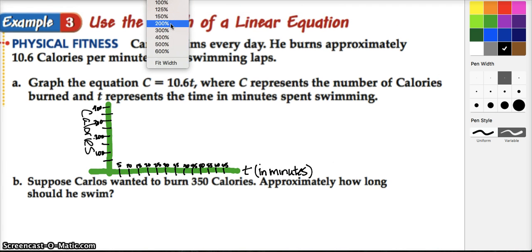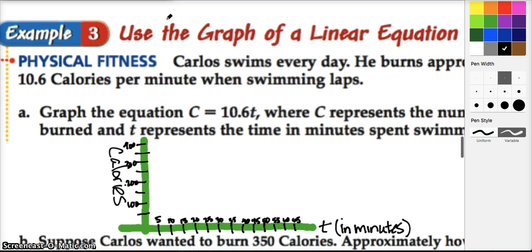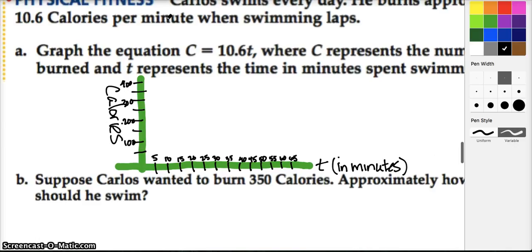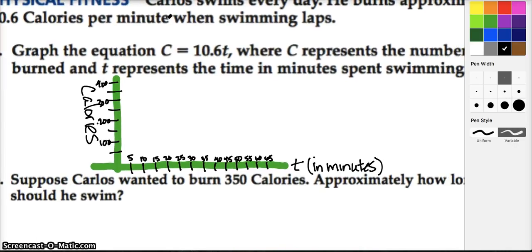So I've taken the opportunity to zoom in here to make an XY axis to graph. On the graph that I made, notice that I numbered by fives here and I numbered by hundreds, well, 50s if you count every line over here. There was a decision to do that based on the information given and also based on glancing at the next part of this problem.